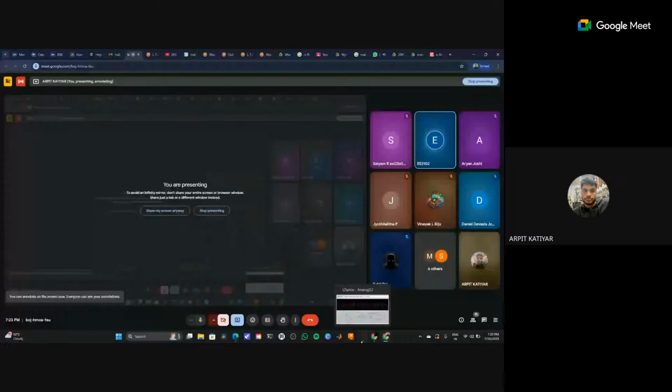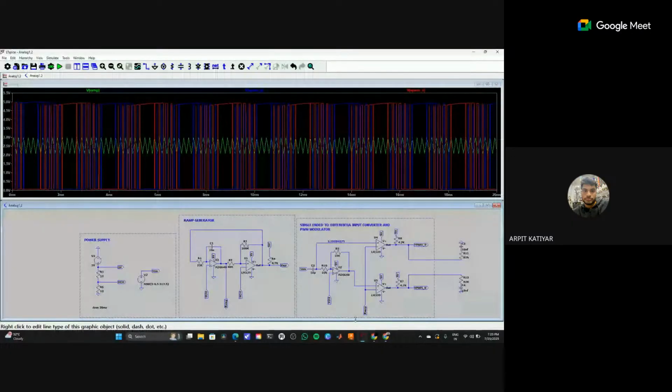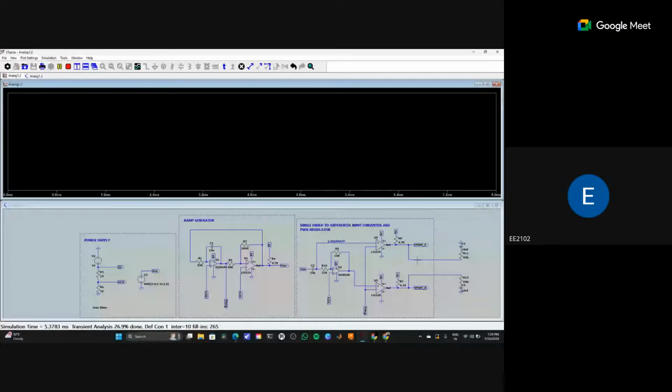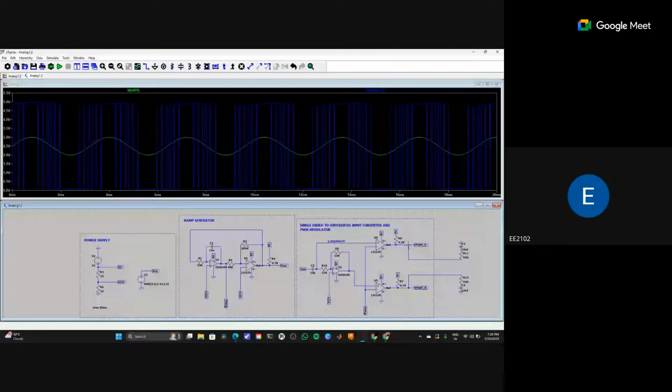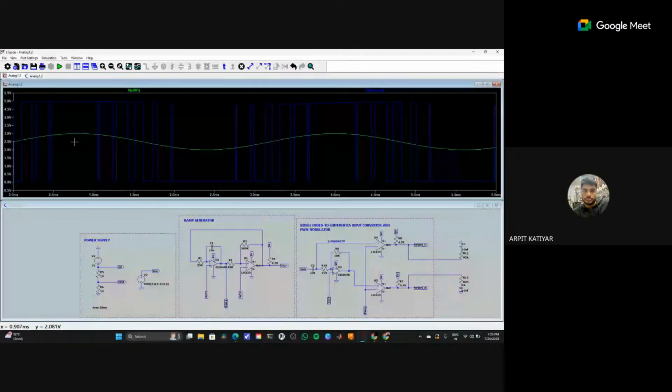Okay, let me wait. I will simulate it again. After simulation, just zoom in on one part so we can verify whether the PWM is correct or not. But somehow it is looking like the PWM signal you are getting as output. Yeah, now it is visible.